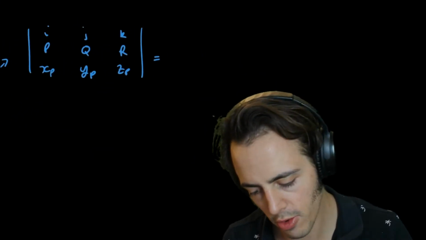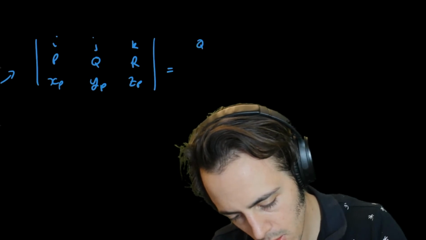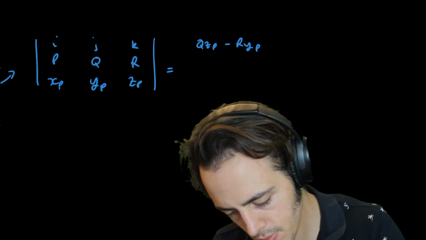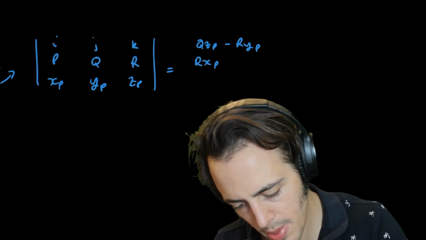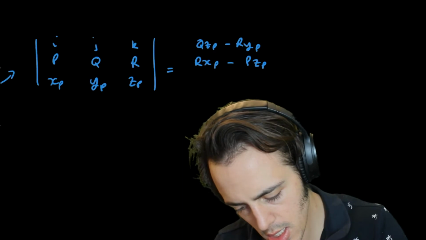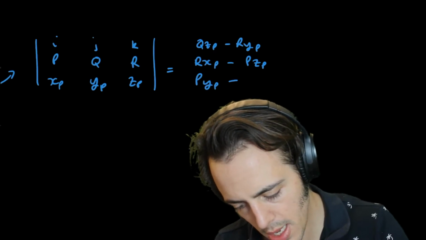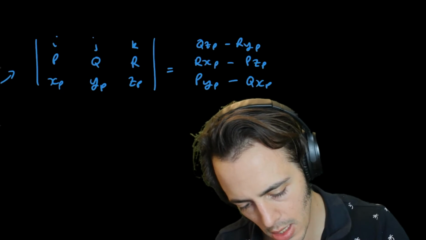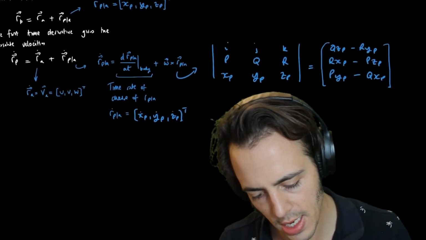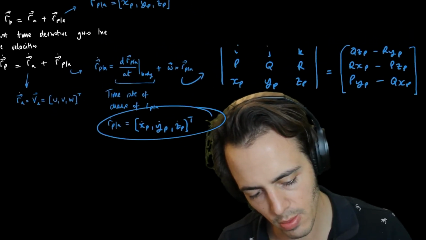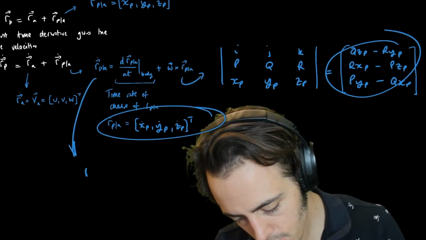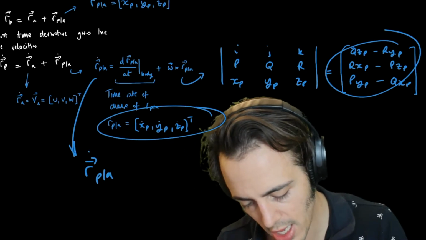Let's do the cross product. So we end up with Q ZP minus R YP, R XP minus P ZP, and then P YP minus Q XP. So we can now put all these together. We can put this together with this to give us the time rate of change of RP on A, rather.